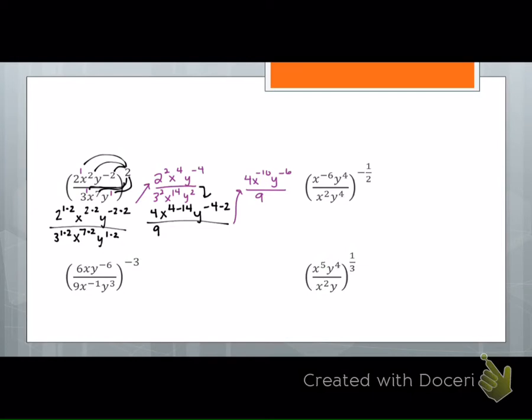Okay, so Emma, what is my final answer then? What is in the numerator? Wouldn't 4 stay there? Yeah, 4 would stay, right? Okay, and then what's in the denominator? X to the 10 and y to the 6. What else should be in there? The 9 does not move, right? And we always put the numbers in the front. Okay, questions on that one?